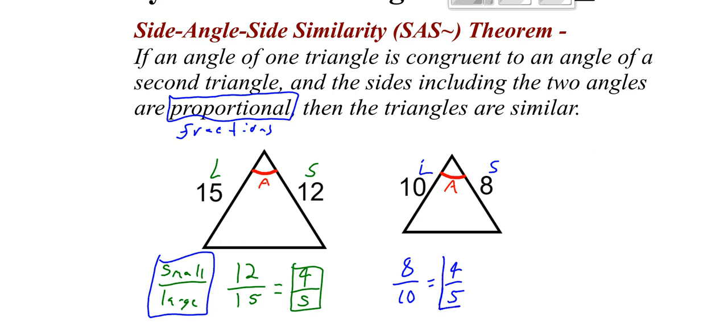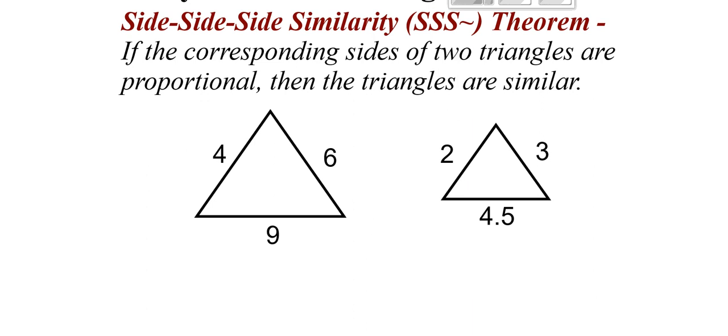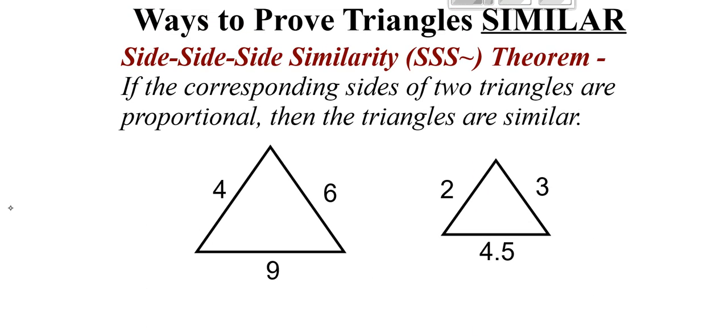And so since we can reduce these fractions to be equivalent, they are proportional, and therefore these triangles are similar. Our next is the side-side-side theorem. With side-side-side, we want to make sure all sides are proportional. Sometimes we can do proportions within one triangle, small to large like we did in the previous example, and sometimes we can do the proportion for the sides across triangles.